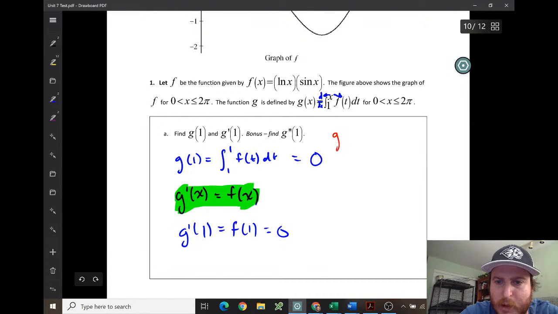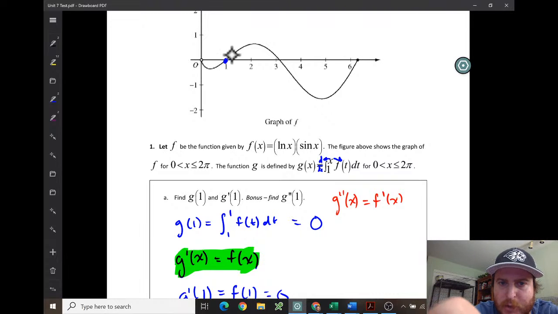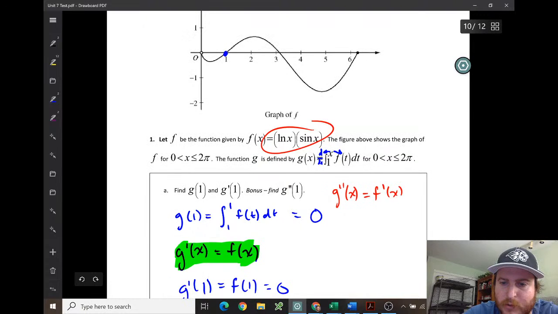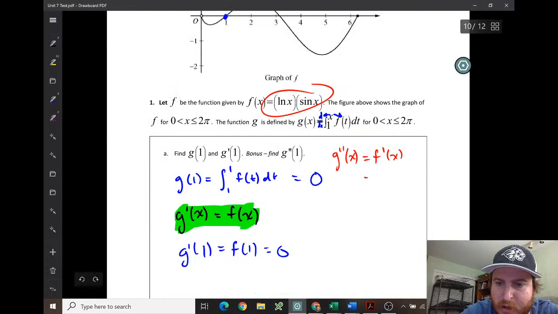So g double prime of x will be f prime of x, right? And the issue is I can't do that on the graph. Normally on the graph, we say that's the slope, but we can't really draw this on the graph. It's not linear. We can't do like up 2 over 1. But what I can do is use that equation. So we can say, okay, that's product rule. So 1 over x times sine of x plus ln of x times cosine of x. Right, that would have been product rule.